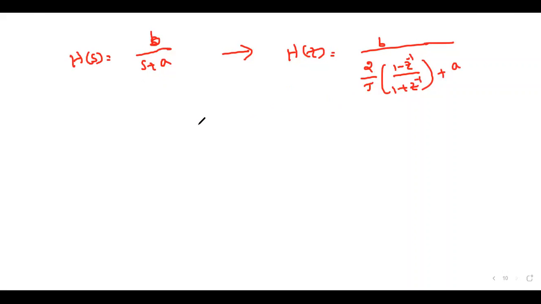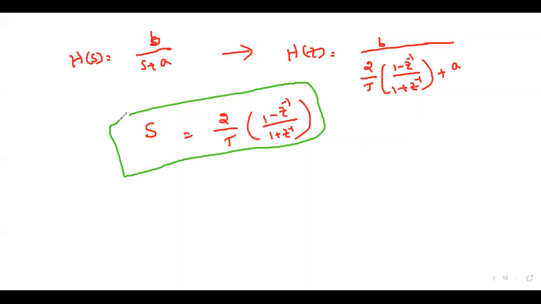Then both are similar. That means the transformation is, in place of s, we have to keep this 2 by T into 1 minus z inverse by 1 plus z inverse. This is the transformation. Okay. So wherever you have the s in the analog filter, you just have to keep this 2 by T into 1 minus z inverse by 1 plus z inverse. This is the bilinear transformation.